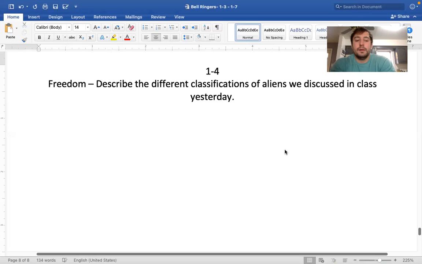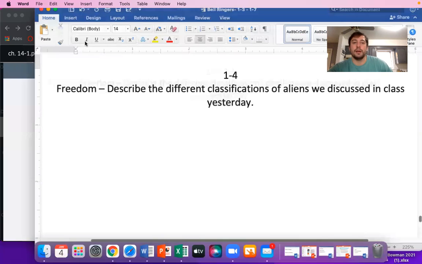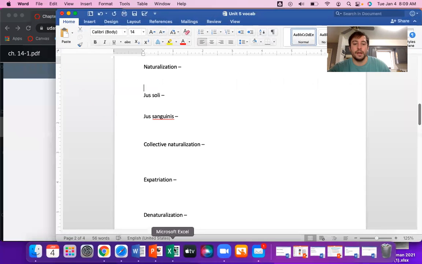Then finally, we talked about illegal aliens. So people that don't have the authorization to live in the country, they did not come in legally. They don't have a visa, green card, or any type of documentation that they should be in the country. So those are the classifications of aliens we talked about yesterday. So make sure you guys know those terms for today.